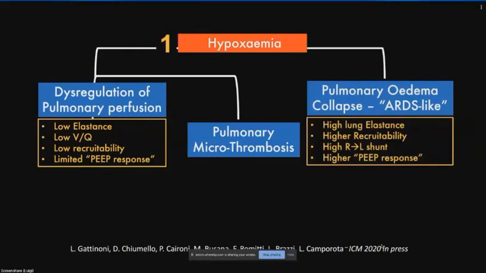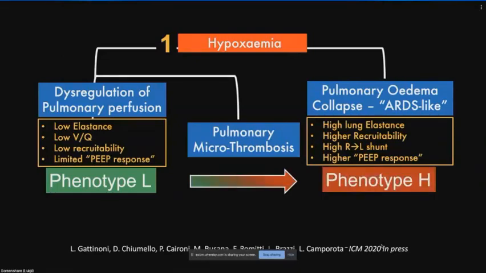And on the other side, there is the collapse or the edema, the ARDS-like, which has a high lung elastance, higher recruitability compared to the other type, and a shunt that is more substantial, and they respond to higher PEEP and prone positioning. So this, with Professor Gattinoni and other co-workers, has been named phenotype L, and L stands for low everything: low elastance, VQ, recruitability, and limited PEEP response. And in contrast, the other one is phenotype H.